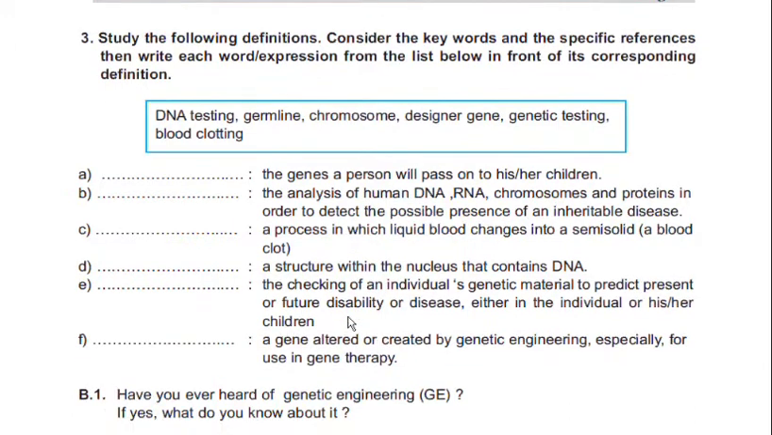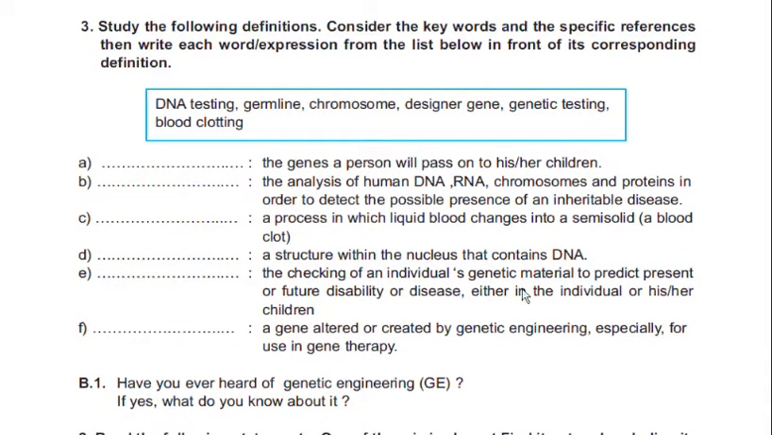Next, the checking of an individual's genetic material to predict before the right time, to predict present or future disability or disease, either in the individual or his or her children. That is going to be genetic testing. The testing that is made on genes of a person to predict if he or she is going to have future disabilities or diseases, or diseases that will appear in his children or grandchildren, offsprings.